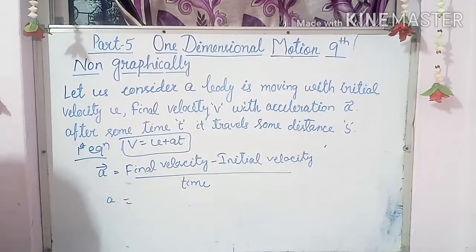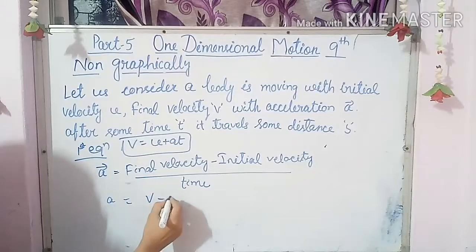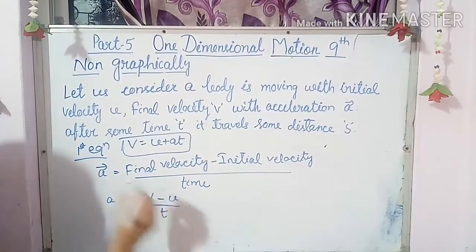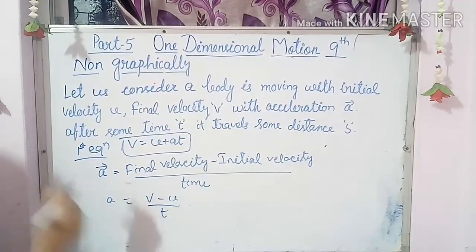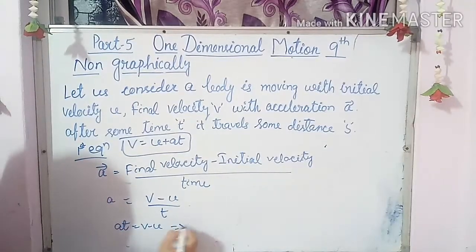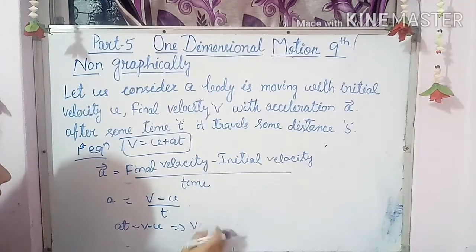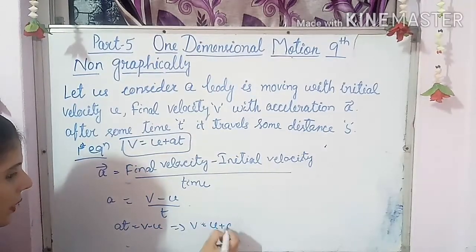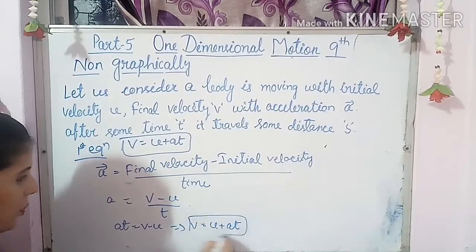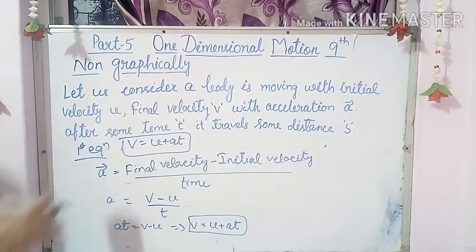Now you only have to put the symbols, not values. What is the symbol of the final velocity? v. What is the symbol of initial velocity? u. What is the symbol of time? t. Now you can take t here. So at equal to v minus u, which implies v equal to u plus at. Already your first equation is proved. So this is your non-graphical method. You understand this? Very easy question. Now you can write it in your note.